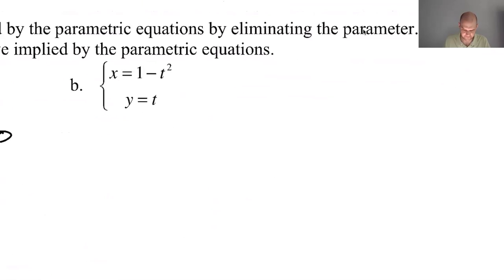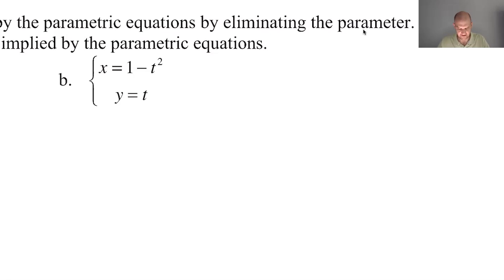Let's try the next one. So I look at this, and if you're obsessed with wanting y to be a function of x, this is going to be a little harder. If you're okay with x being a function of y, check it out. y is equal to t. We have a t here, so we can just say that x is equal to 1 minus y squared.